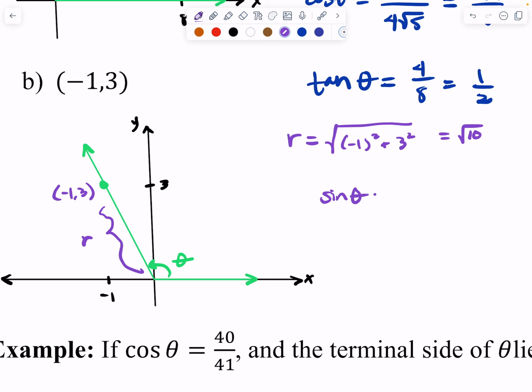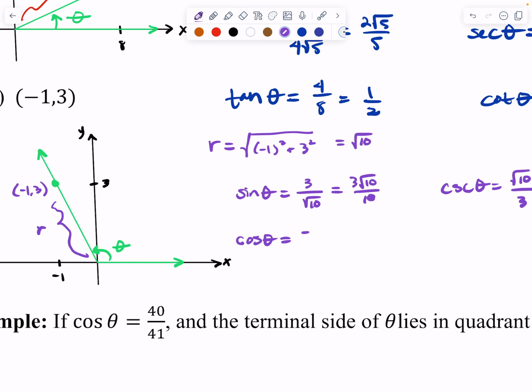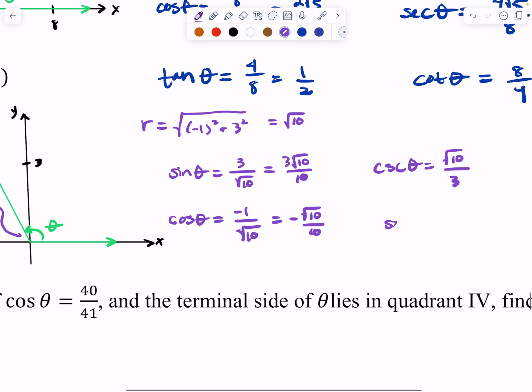So sine theta will be y over r, so 3 over root 10, and if we rationalize the denominator, we would have 3 root 10 over 10. Okay, cosecant of theta would be the reciprocal, root 10 over 3. Cosine theta would be x over r, so x being -1 over root 10. So -root 10 over 10 when we rationalize the denominator. And then secant theta would just be root 10 over -1, so -root 10.